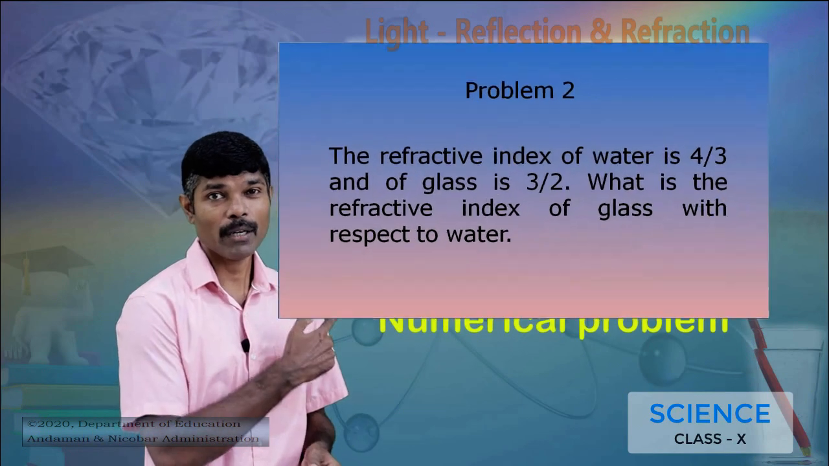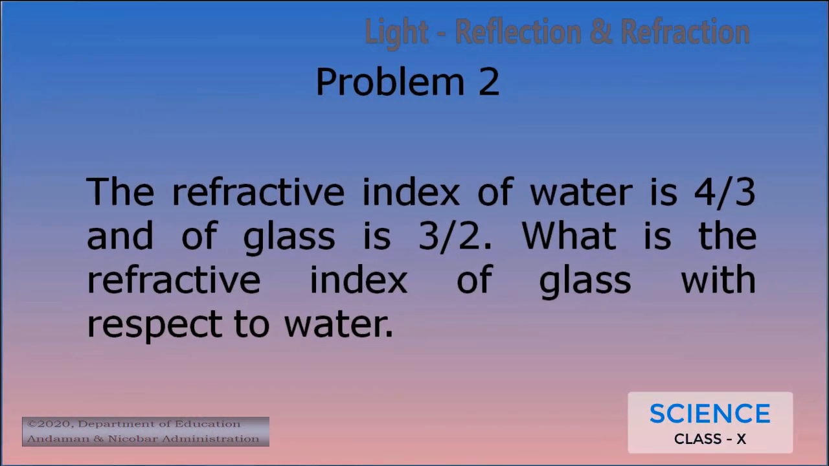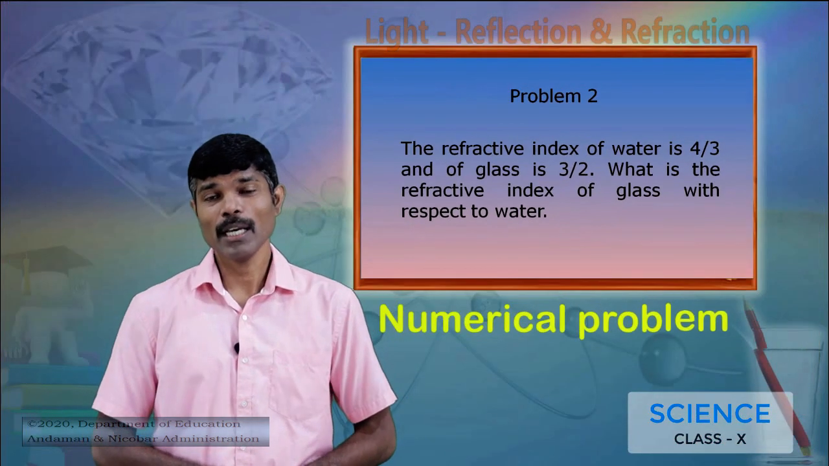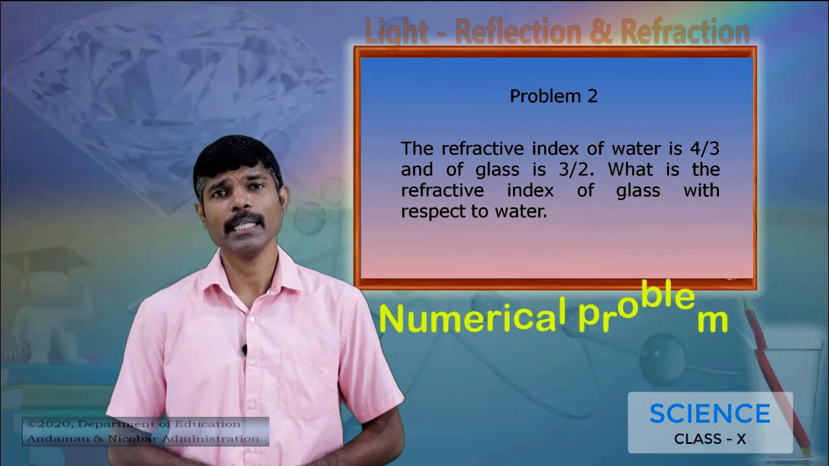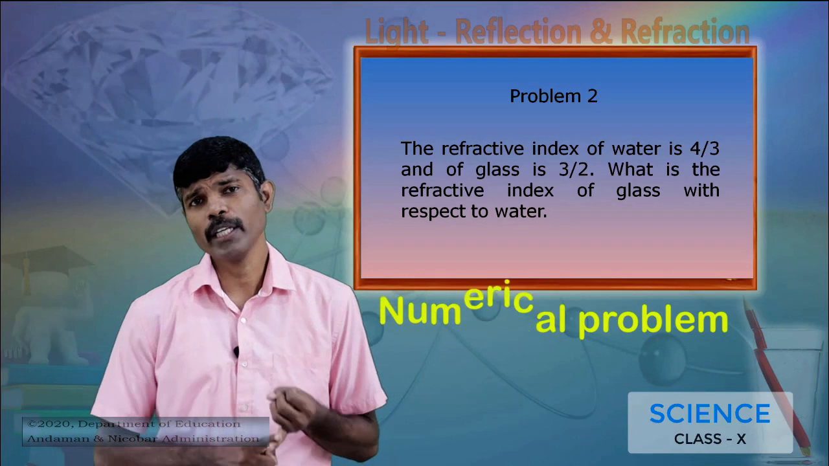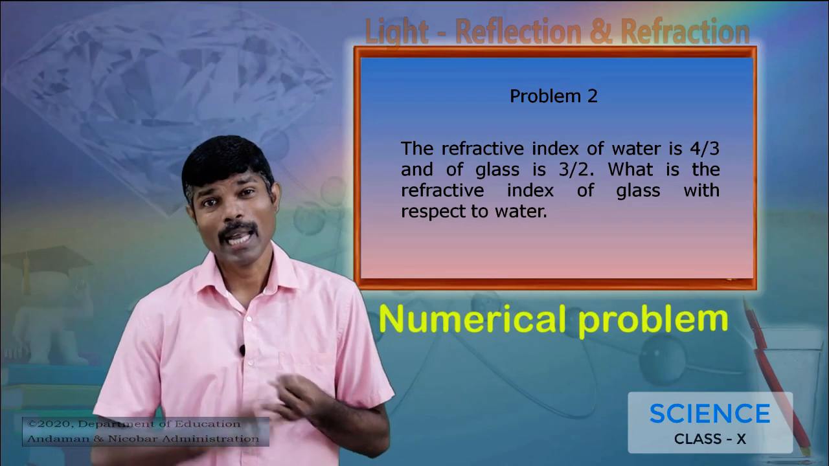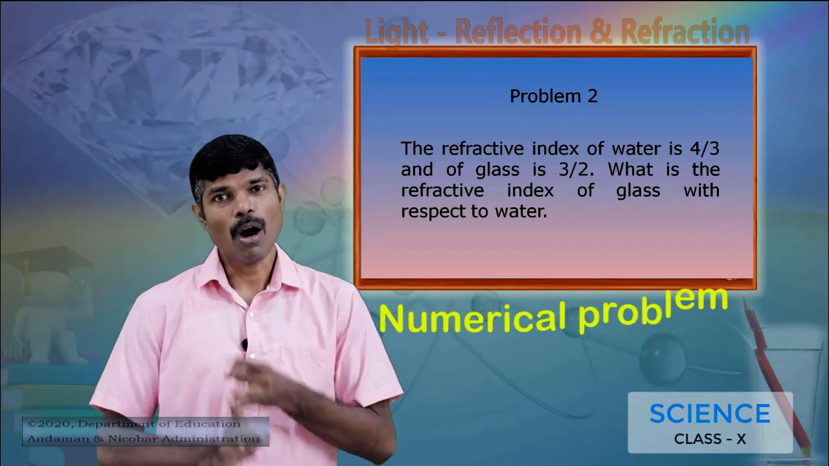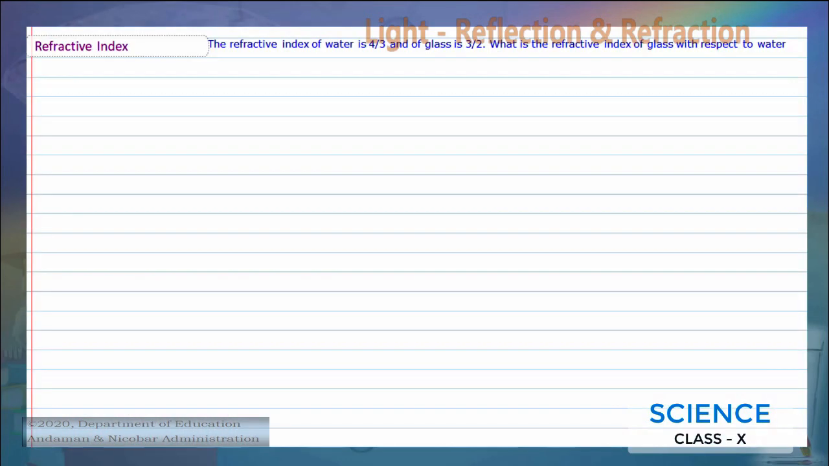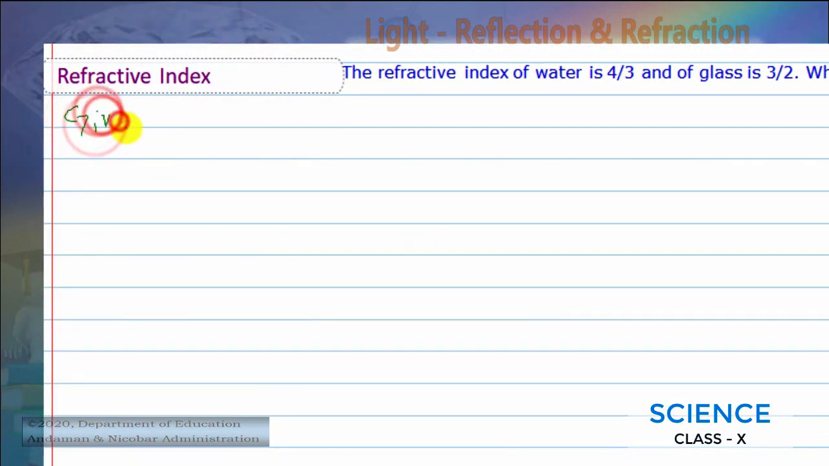Now look at the second question. The refractive index of water is 4 by 3 and of glass is 3 by 2. What is the refractive index of glass with respect to water? Since the ratio is given, the refractive index of water to air is given, and the refractive index of glass to air is given. Now how to solve this? Look at the screen. To solve this, first we write whatever things are given in the question. So what are all the things given?